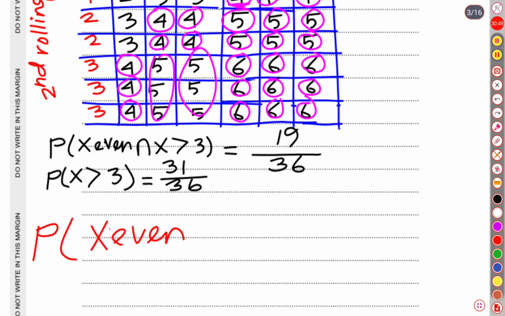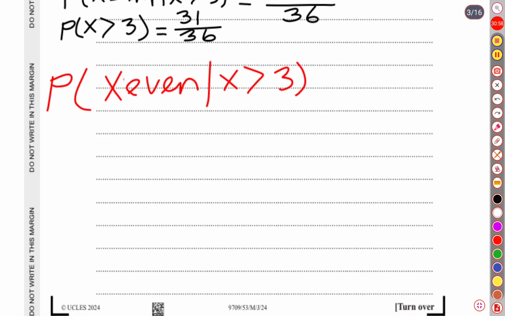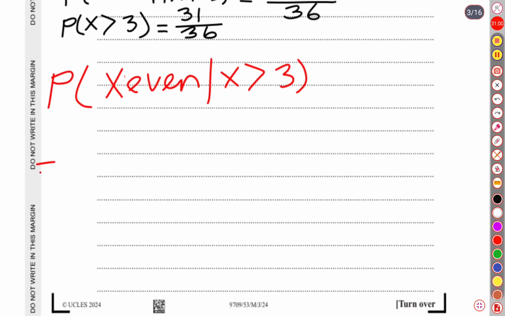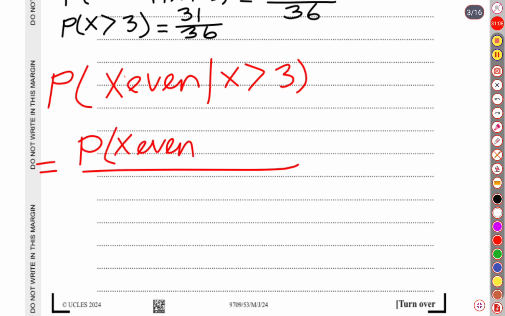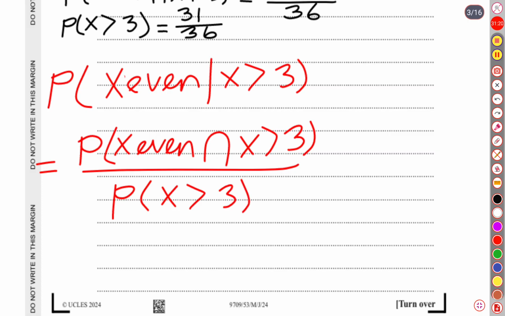The probability that X is even, given that X is greater than 3, is equal to, we know what to write. The formula is the probability of X is even intersection X is greater than 3, over the probability of X is greater than 3. This is the formula we should apply in the case of the given-that notation.